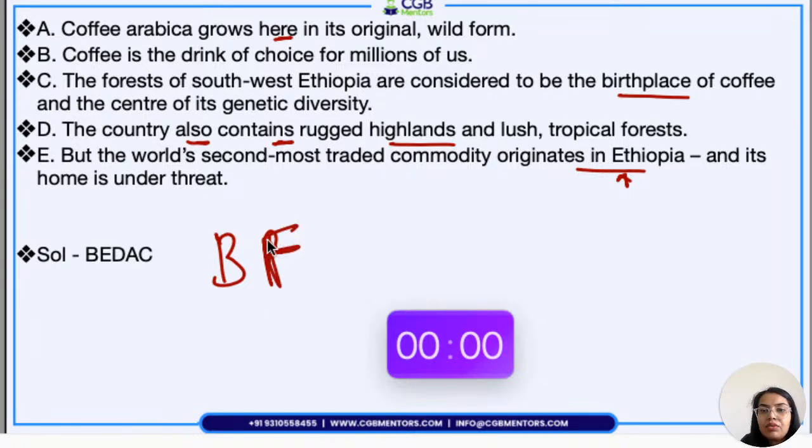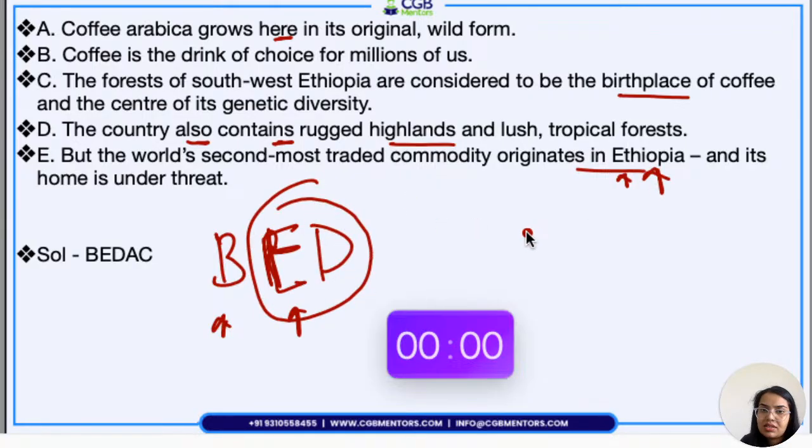After B, I will use E because the contrast fits the best here. Now we will start talking about Ethiopia, because all other sentences B, A, D, and C are talking about the place. So B talks about the general introduction. E introduces Ethiopia. Now it is also the land that contains lush forests. So we are talking about the country's introduction. So E with D is introducing us to how exactly Ethiopia is.